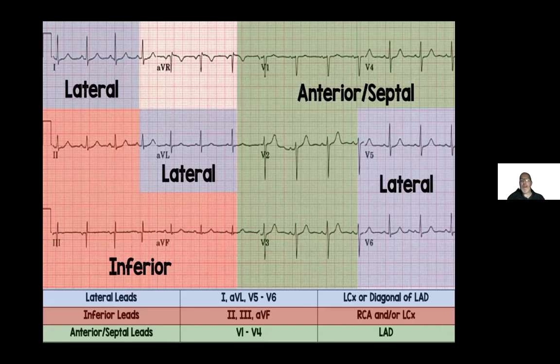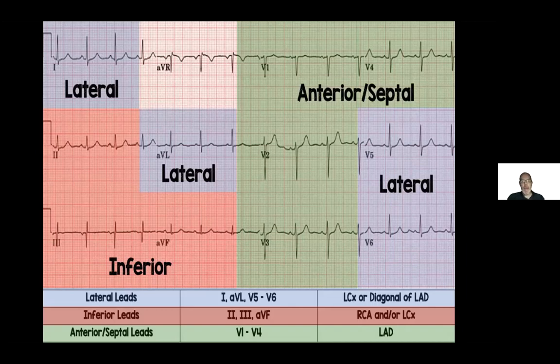Then you look at V5 and V6, those are your low lateral leads. And that's either going to be left circumflex or it could be a diagonal branch of the LAD. So if you imagine the LAD coming right down the anterior surface of the heart, you have diagonal feeders that come off of the LAD. And on occasion, one of those diagonals stretches far enough around and picks up the lateral wall. And that would give you a lateral injury pattern. So you can see some ST elevation in those lateral leads.